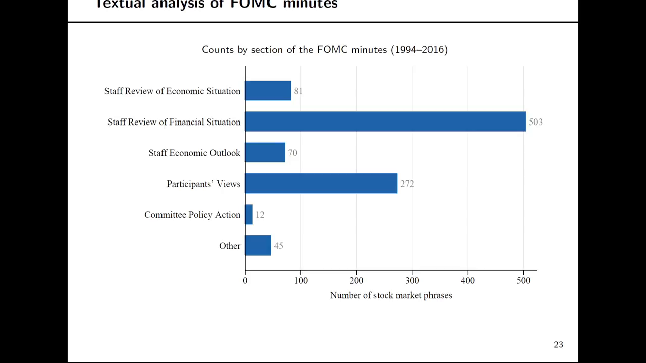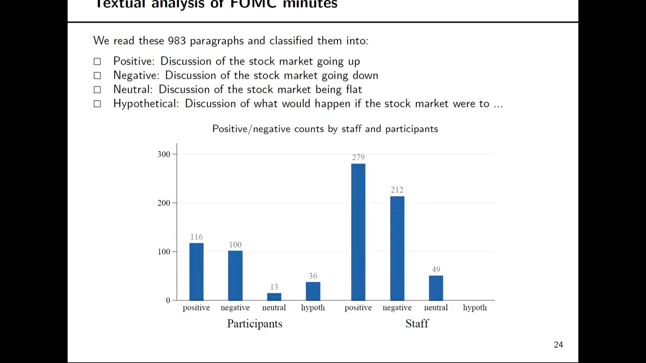Okay, so of these 1,000 mentions of the stock market, half of them are kind of uninteresting. At the FOMC meeting, staff summarized the financial situation, and it's someone's job to say how well the stock market is doing, so that's not as interesting. More interestingly, there are 272 cases where the participants, and again, those are the decision makers, the chair, the vice chair, the governors, the regional Fed presidents, talk about the stock market. So we're going to read these about 1,000 paragraphs to figure out whether they're talking about the market going up or down.